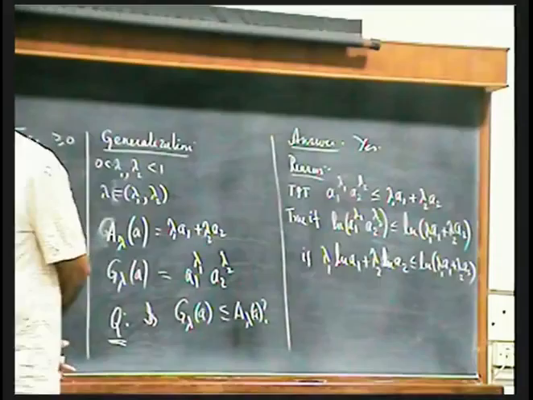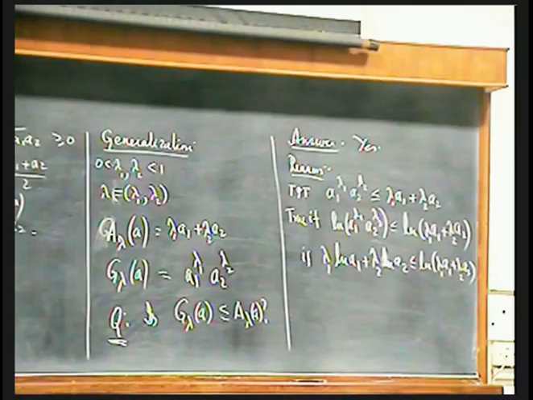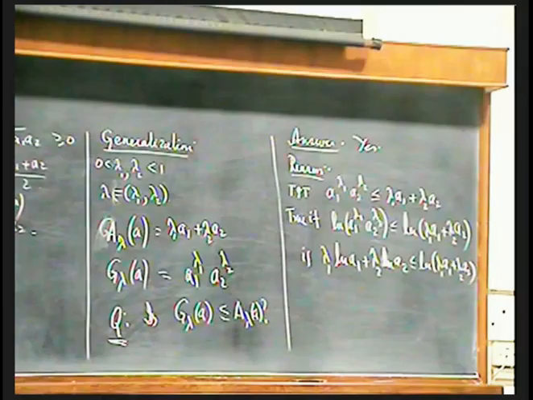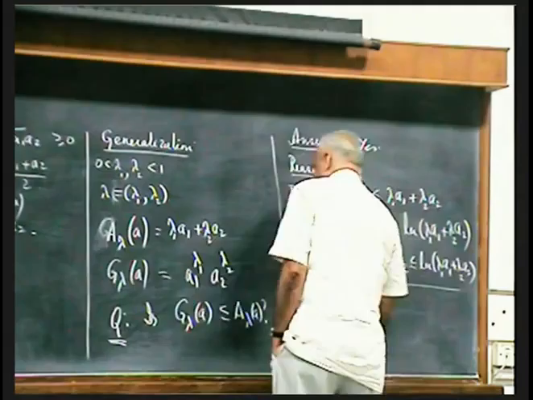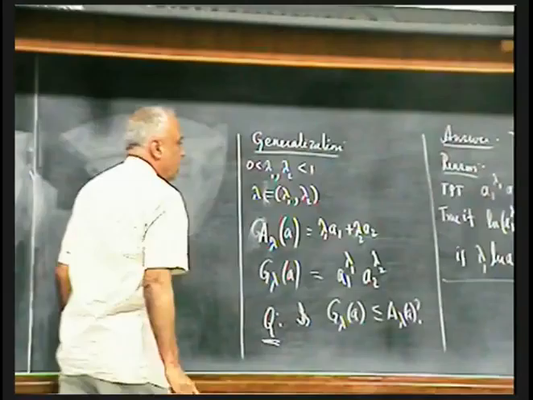This follows from the fact that the logarithmic function is a concave function. This is sort of begging the question. Why is this true? Because log is a concave function. What is a concave function? If this is true, it's called concave. So where have we proved it? Basically, this is the essence of concavity. So let's go back to this side. Let's use only this part. So we want to prove this. This is what eventually we want to prove.